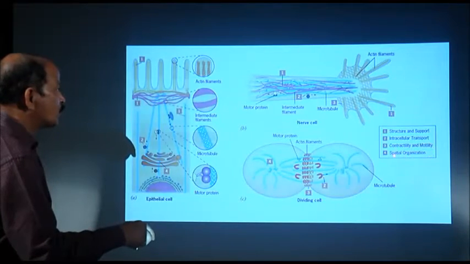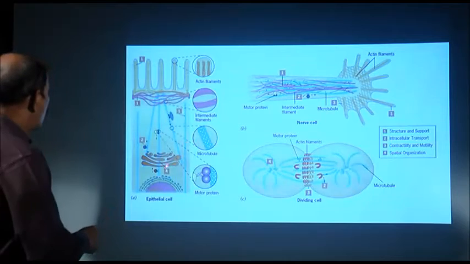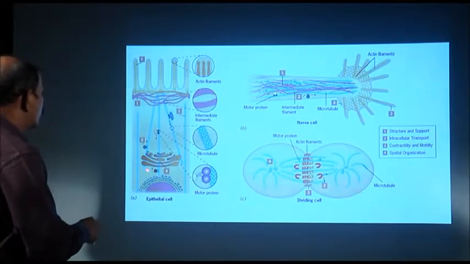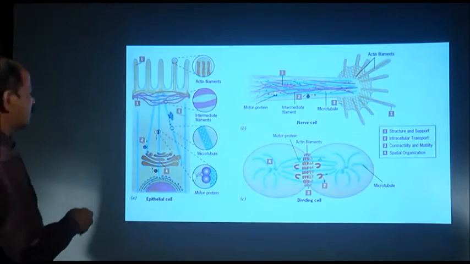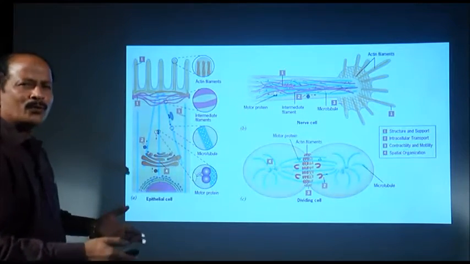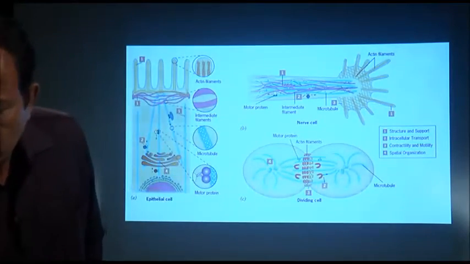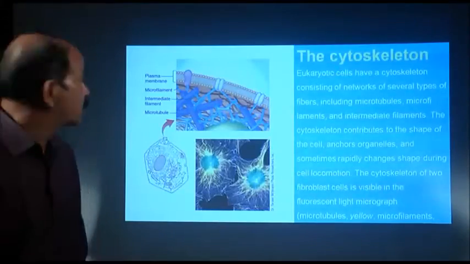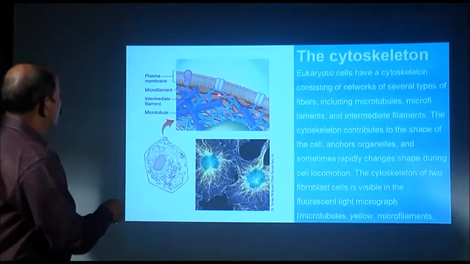Spatial organization, spatial, meaning how this Golgi takes a position near the nucleus, with the convex side to this side and the concave side to this side. So, that is also because of the cytoskeleton. Now, I can tell you cytoskeleton consists of three kinds. Here is another diagram. You can see this is the plasma membrane.